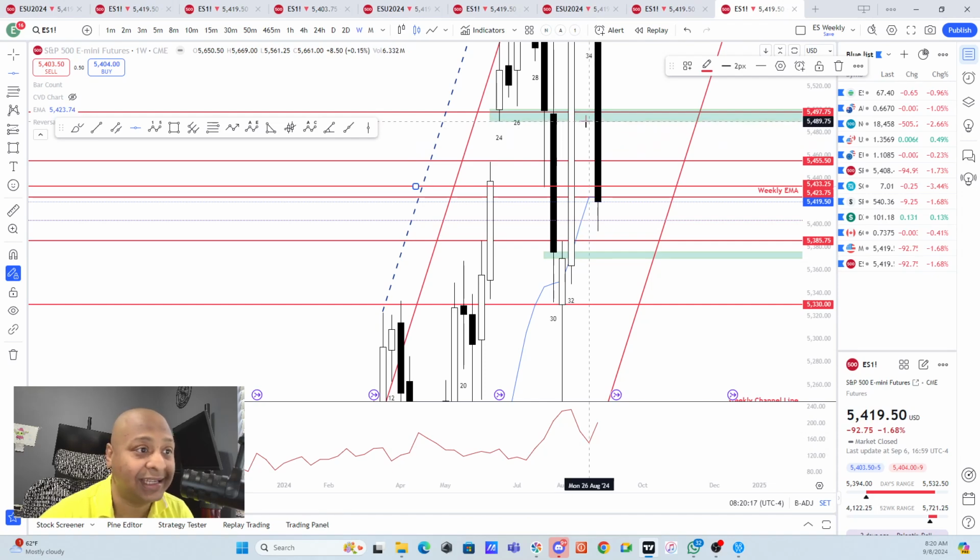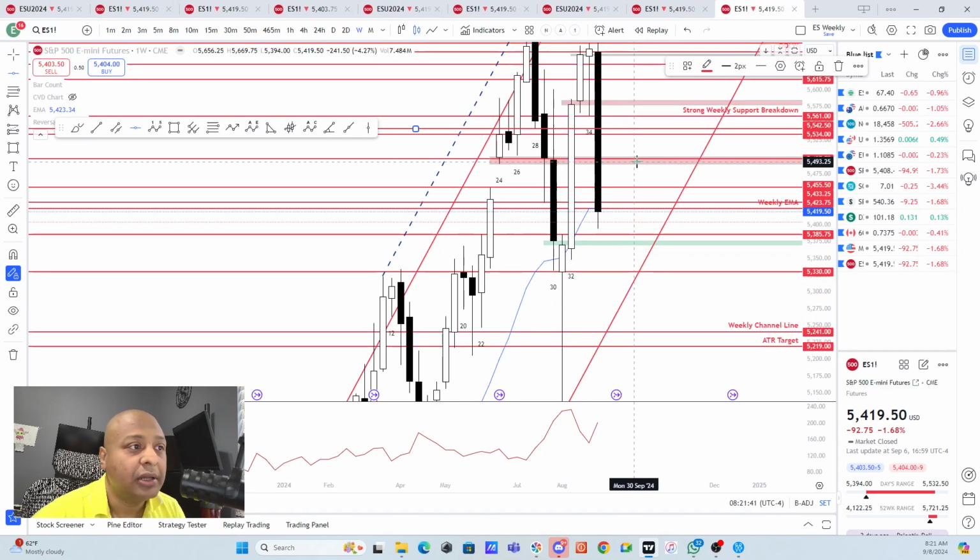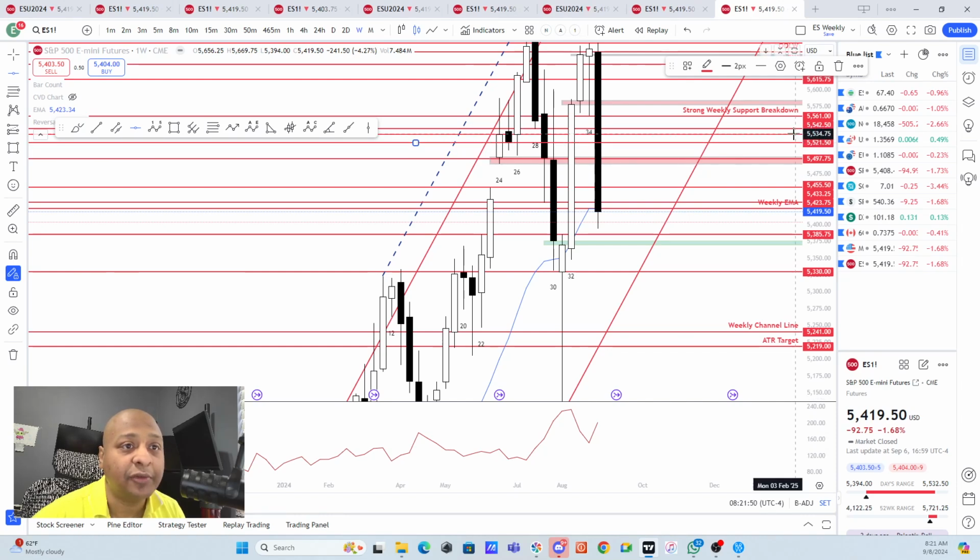to 5488, 89 as well. But if we can get above this 5500 line, our next resistance will be somewhere in the 5521 area. If we can get above that 5521 area, the next level will be at 5534, followed by the 5543 to the 46 area. And then finally, we can come up to the 5560 to the 62 area on the upside.